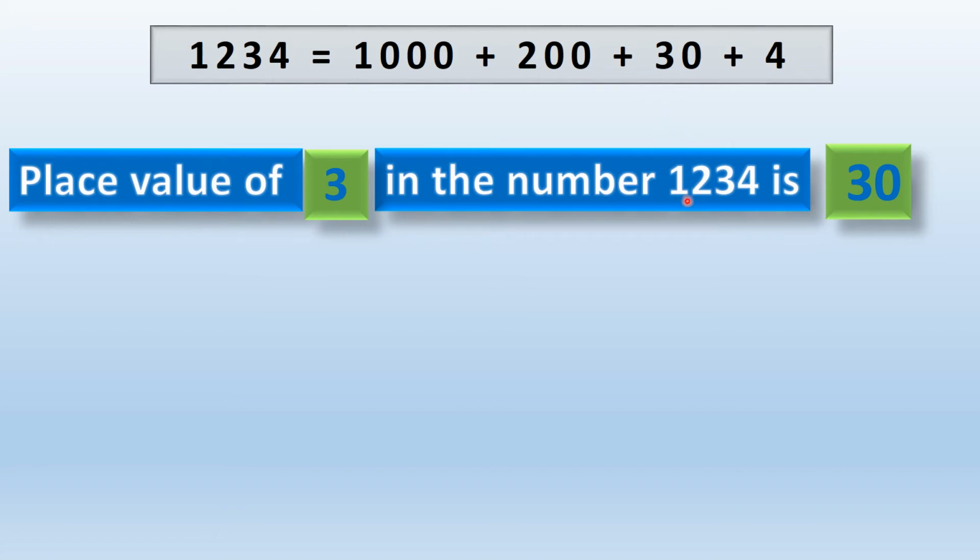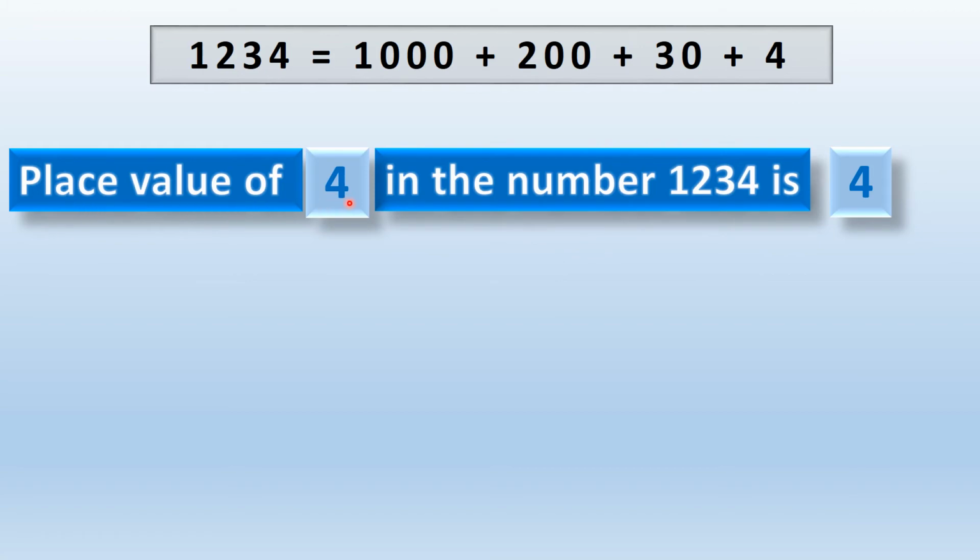In this number, remember, place value of 3 is not 30 in all numbers, since the place value depends on the position of the digit. So if the digit in a given number is at tens place, then only the place value of 3 will be 30. At different places, the place value of 3 will be different.